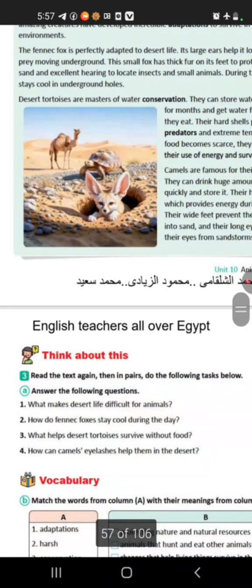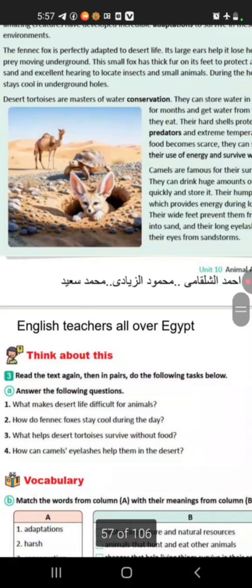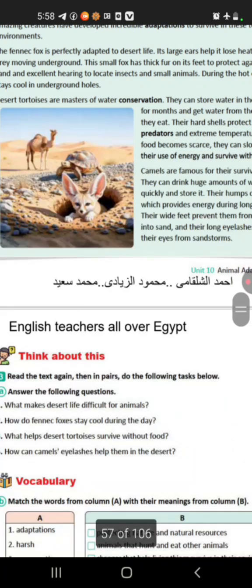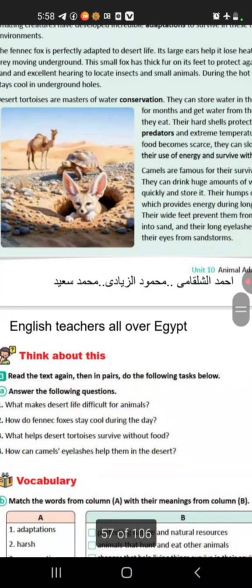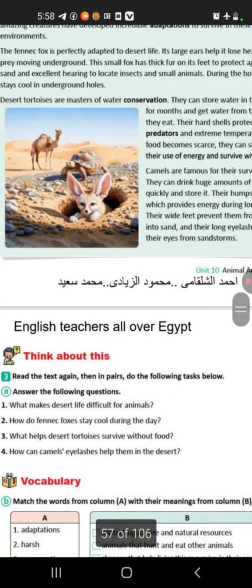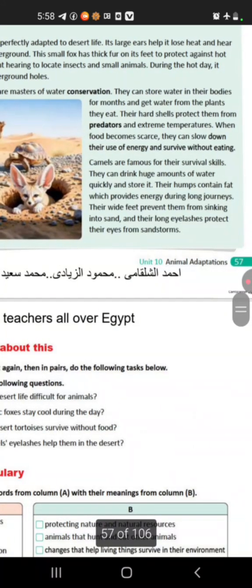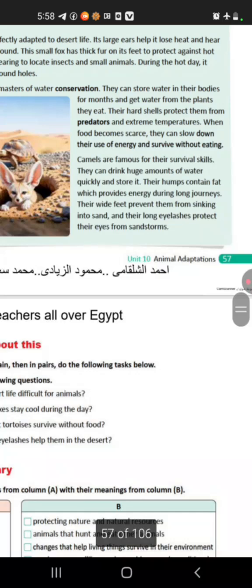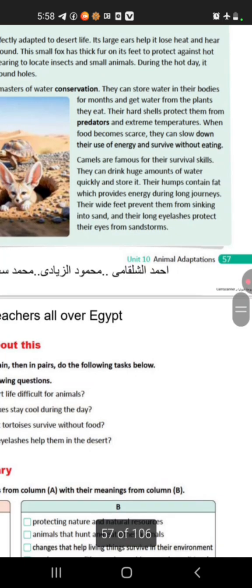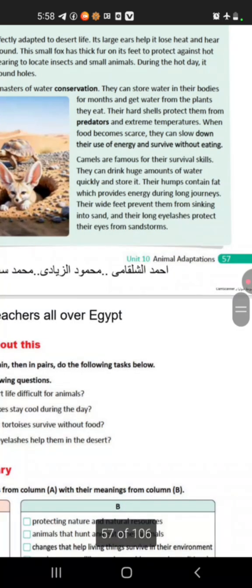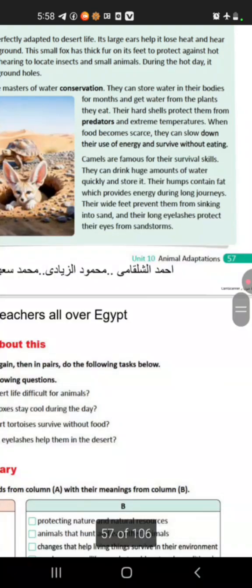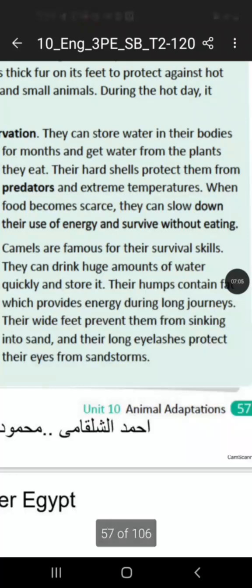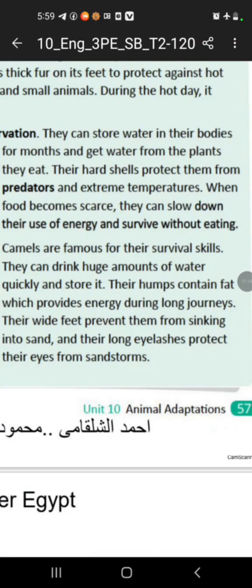The second animal we will study today, desert tortoises, are masters of water conservation. And there's a difference between conservation and conversation. Conversation is a dialogue between you and me, but conservation is to protect the environment. They can store water in their bodies for months and they get water from the plants they eat. Oh, it's new information for me that tortoises can store water inside their bodies for months and can get the water from the plants they eat. Their hard shells protect them from predators and extreme temperatures. When food becomes scarce, they can slow down their use of energy and survive without eating.